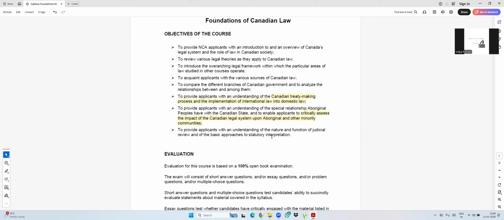To provide applicants with an understanding of the nature and function of judicial review and the basic approaches to statutory interpretation. This is important, and also judicial review. Now, you have done your administrative law, right? Usually, when a student comes for foundations, I ask whether they have written administrative law. If they have not, I ask them to first study what judicial review is, because then this particular concept will be clearer. So, what is judicial review?